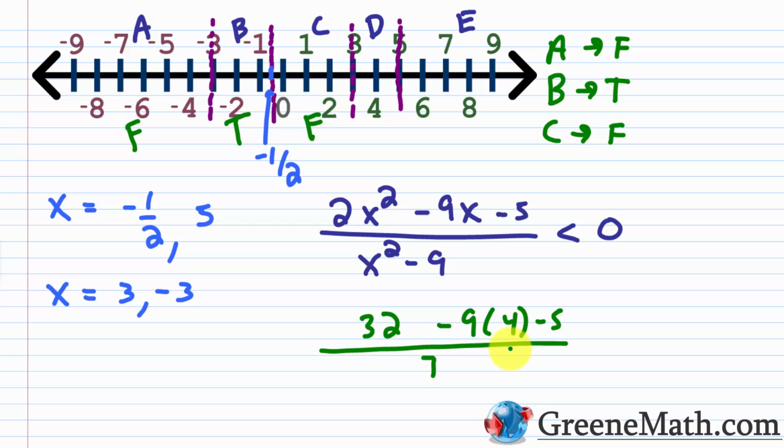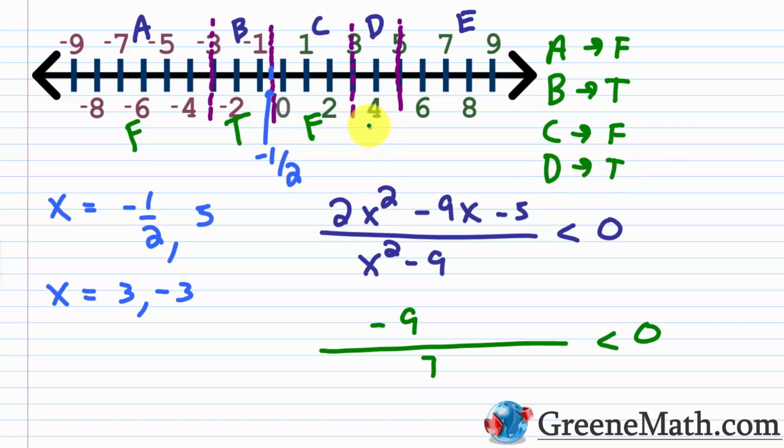And then we have a -9 times 4, which is -36. So this is minus 36. And then minus 5. So this is supposed to be less than 0. So 32 minus 36 is -4. And -4 minus 5 is -9. So you would get -9/7, which is less than 0. So this is true. So for D, we'll say this is true.